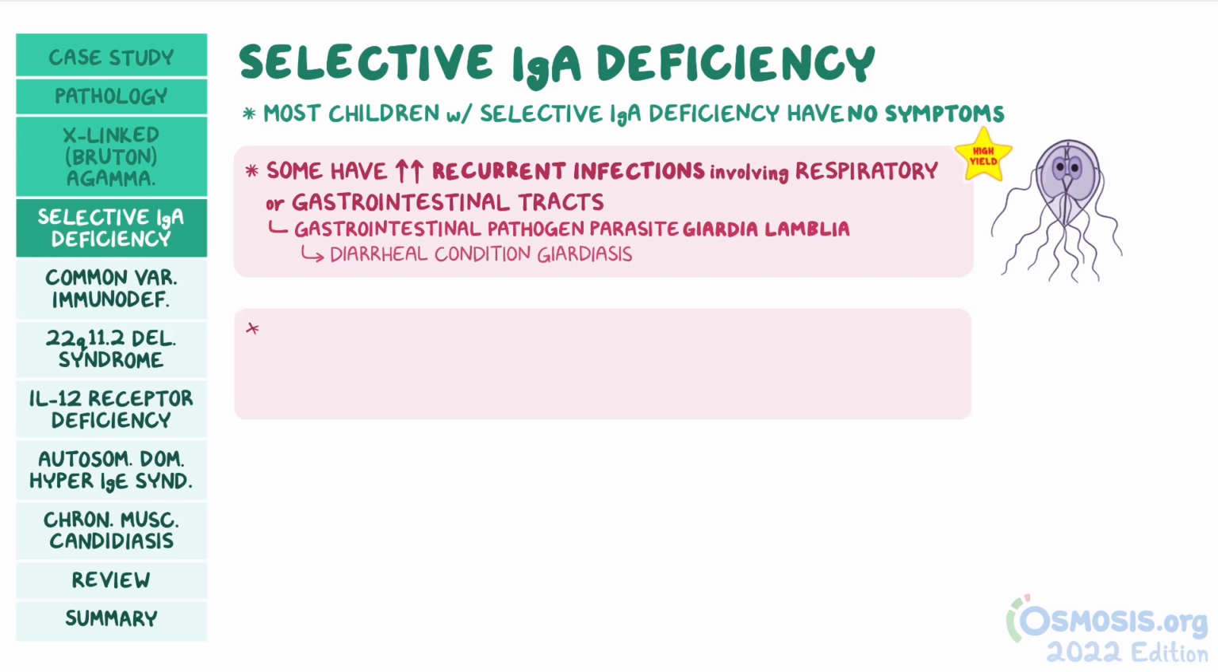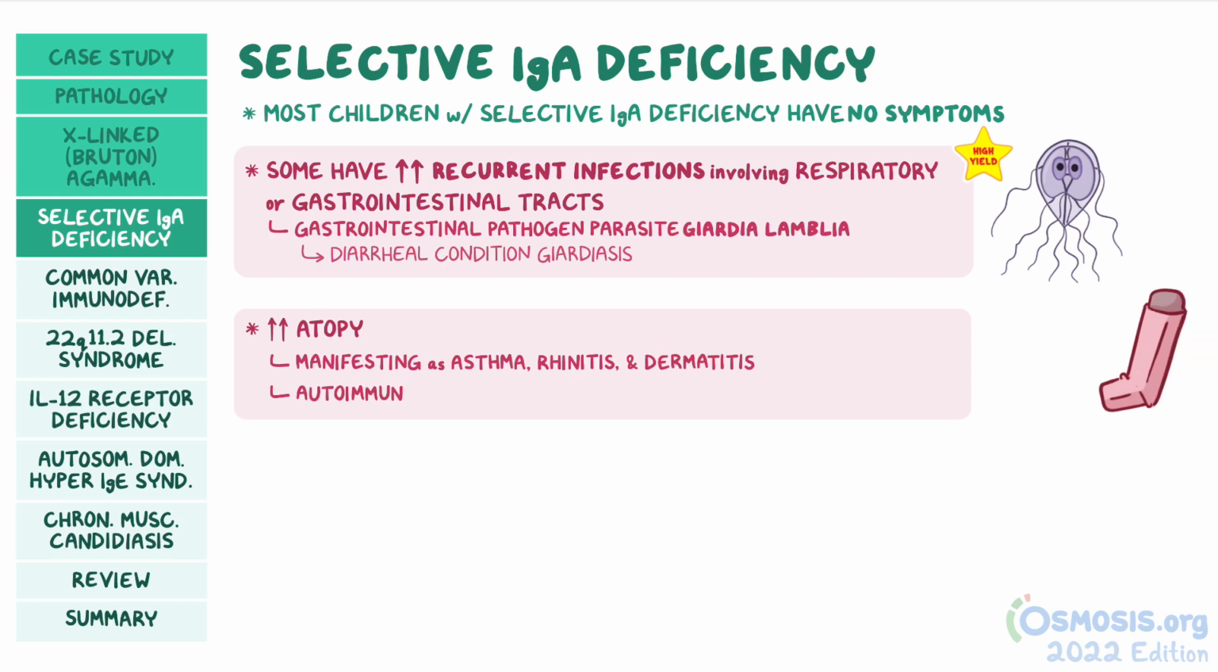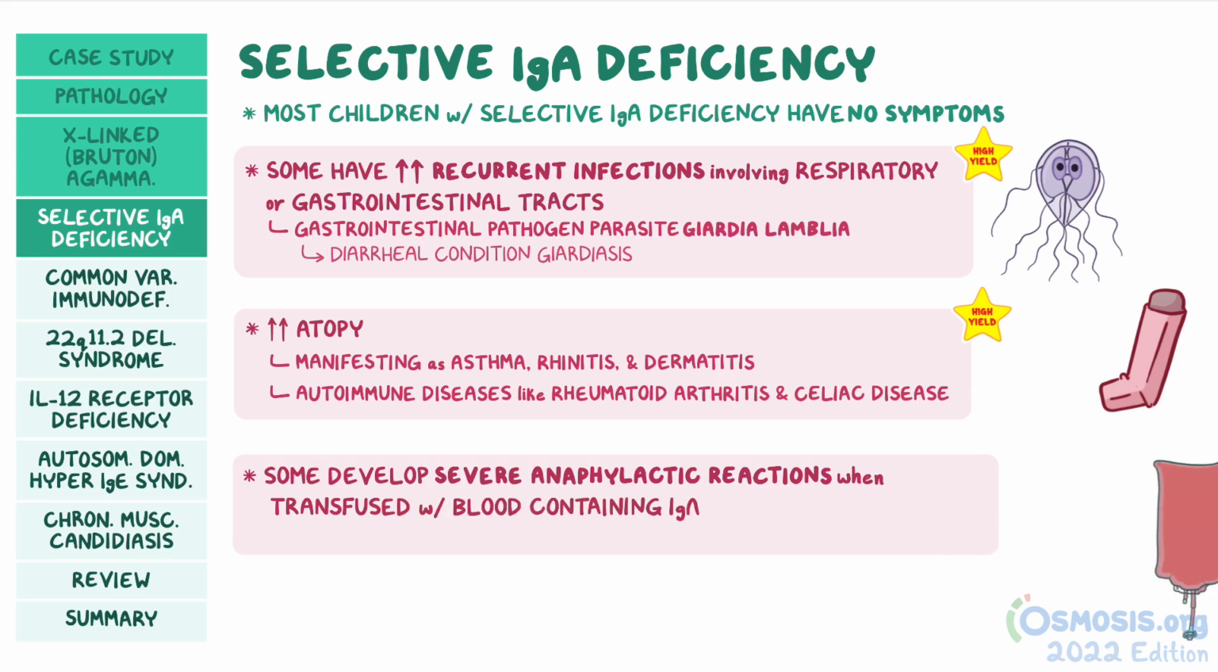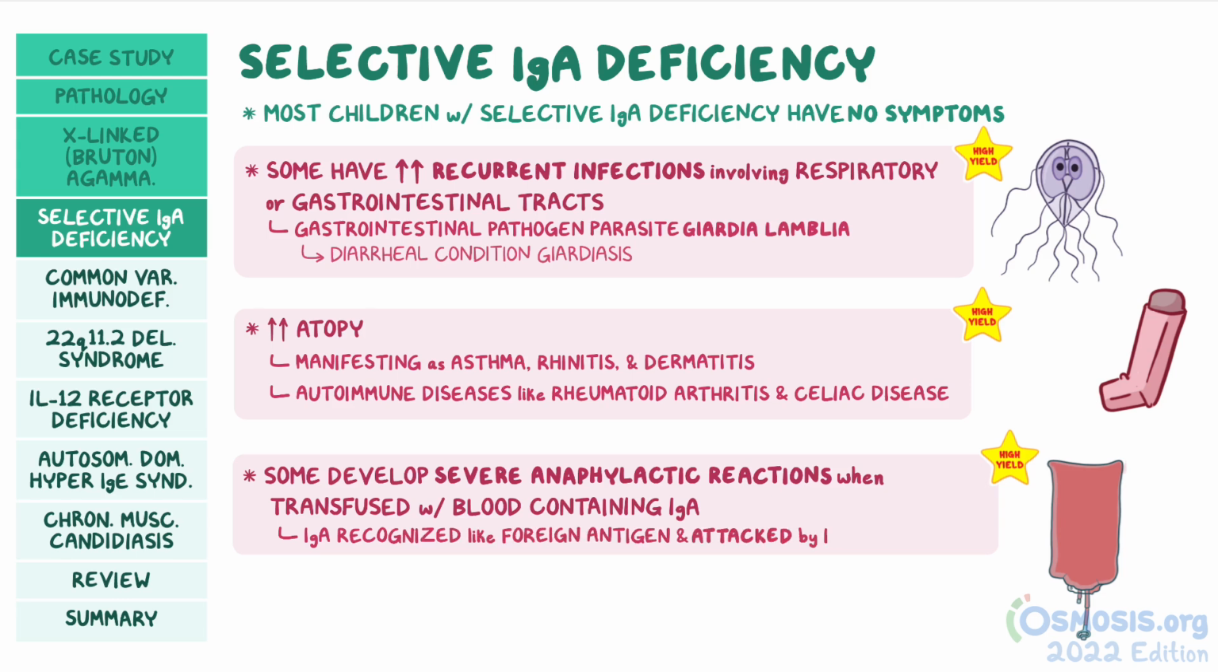In addition, there's an increased frequency of atopy, mainly manifesting as asthma, rhinitis, and dermatitis, as well as autoimmune diseases like rheumatoid arthritis and celiac disease, although the link between them is not fully understood. Finally, some individuals develop severe anaphylactic reactions when they're transfused with blood containing IgA because the IgA is recognized like a foreign antigen and attacked by the immune system.